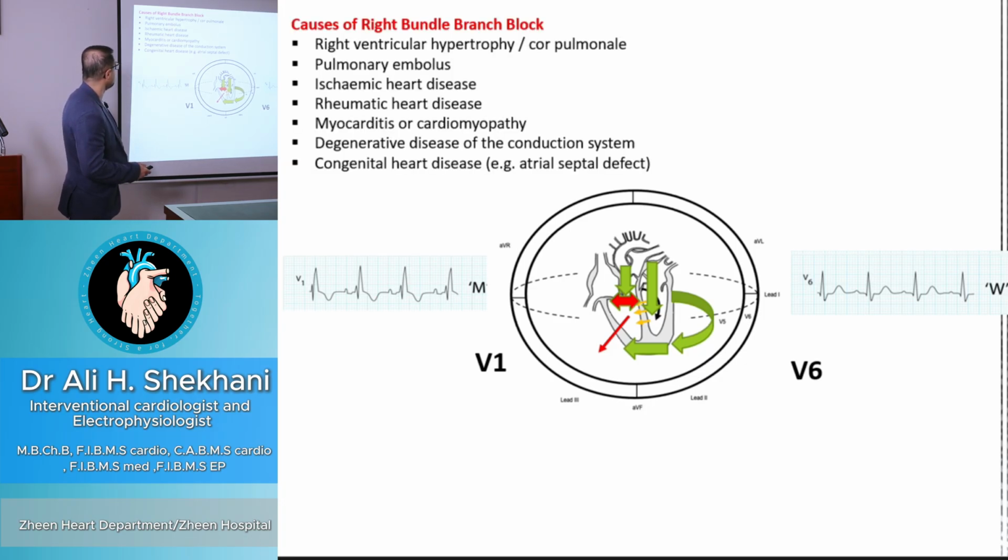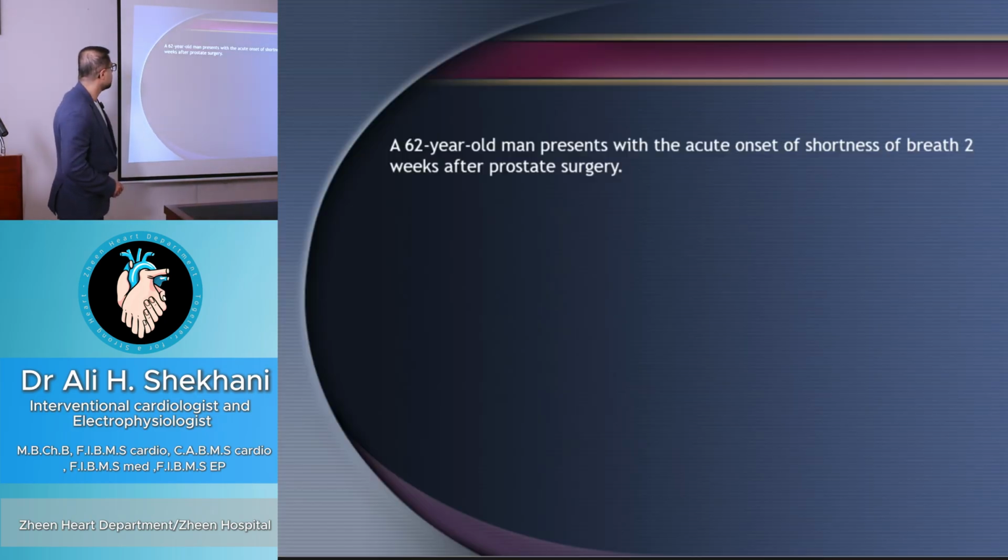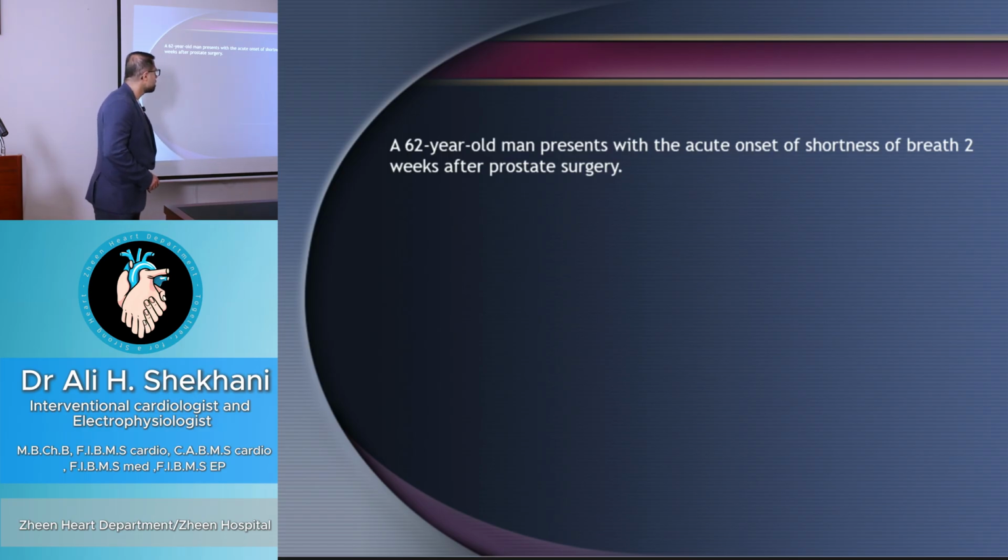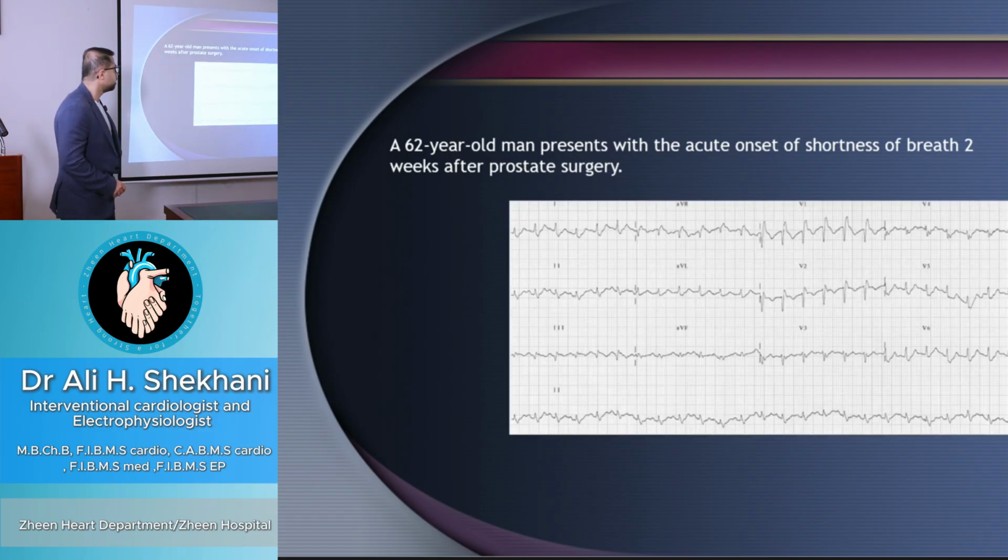Regarding the causes, we have several causes. The most important is pulmonary embolism. You have to put it in your mind. This is a 62-year-old man presented with acute onset shortness of breath 2 weeks after prosthetic surgery. And this is the ECG finding.